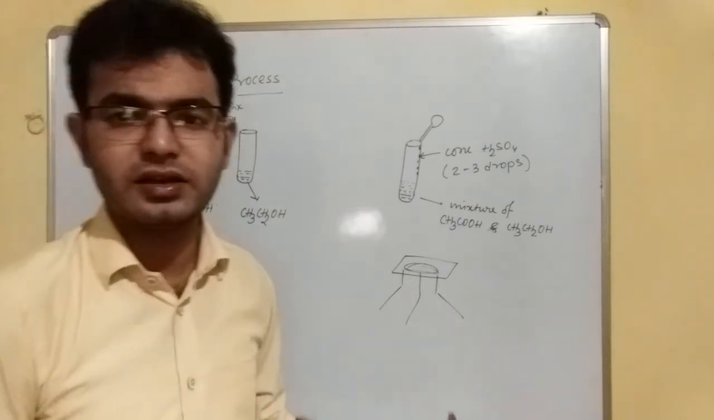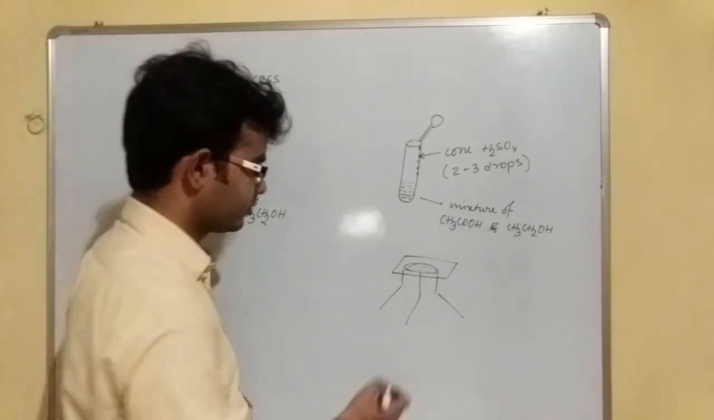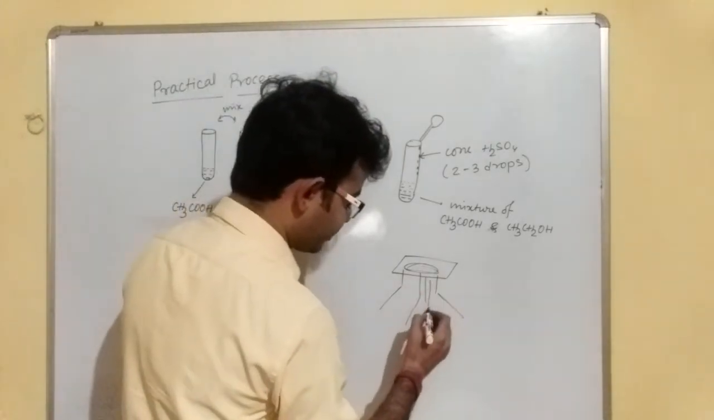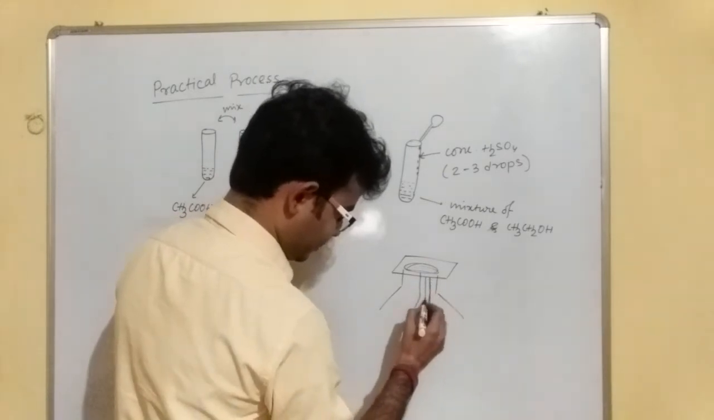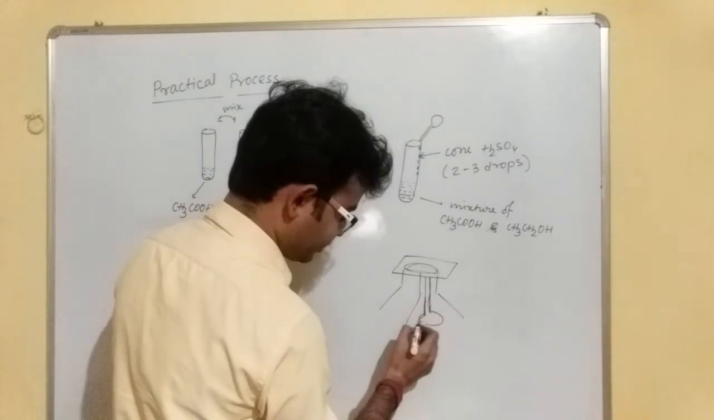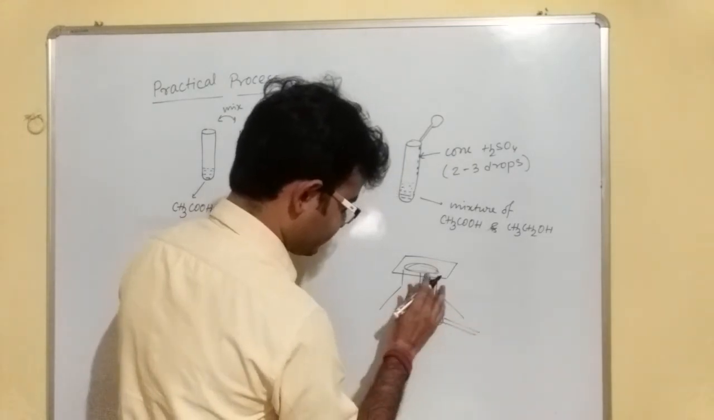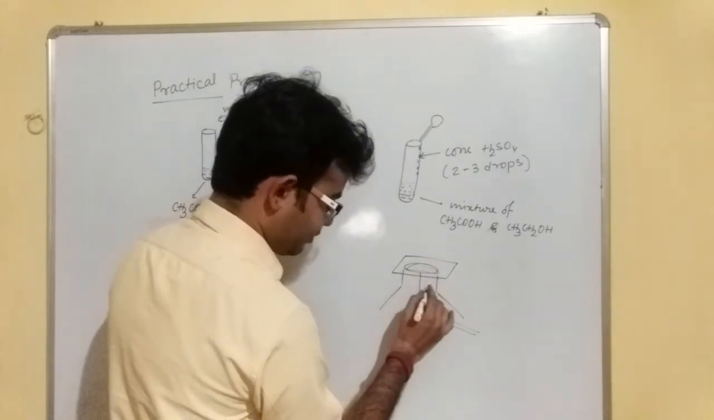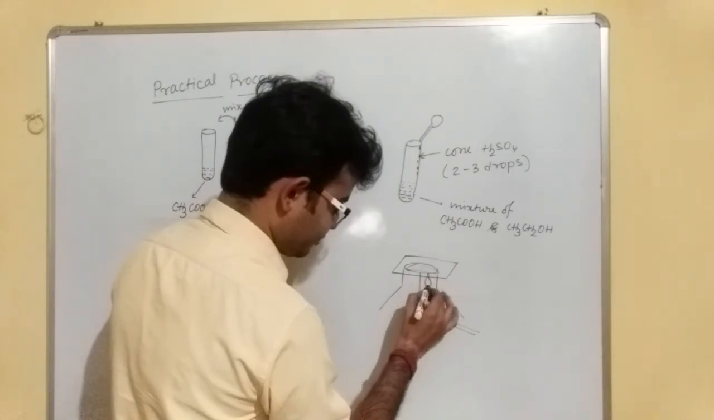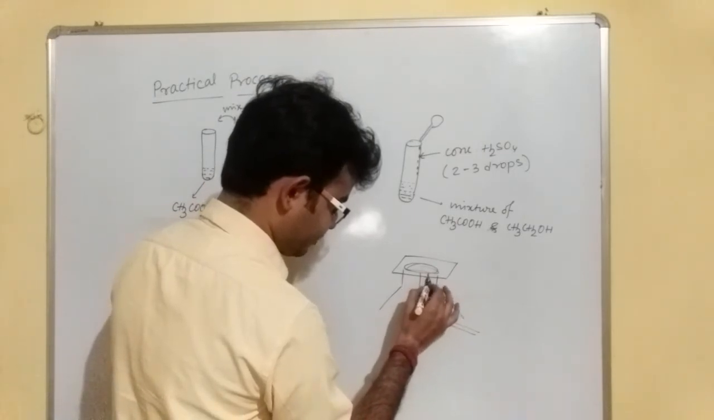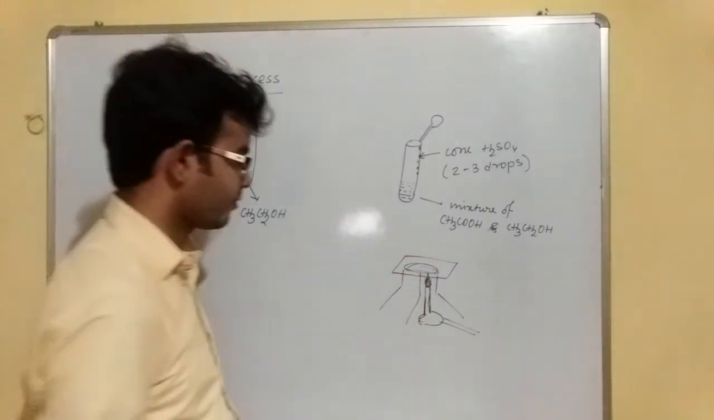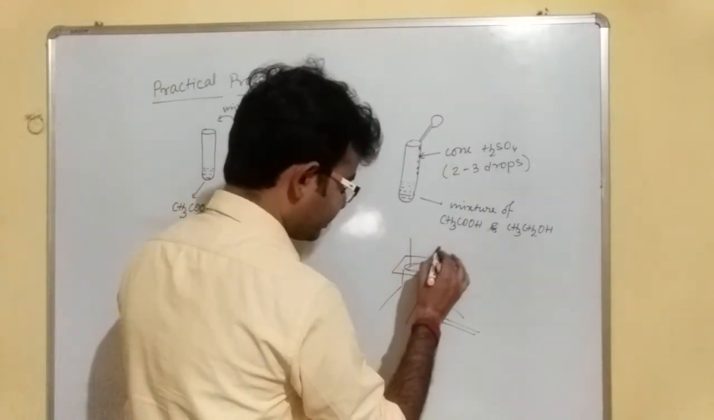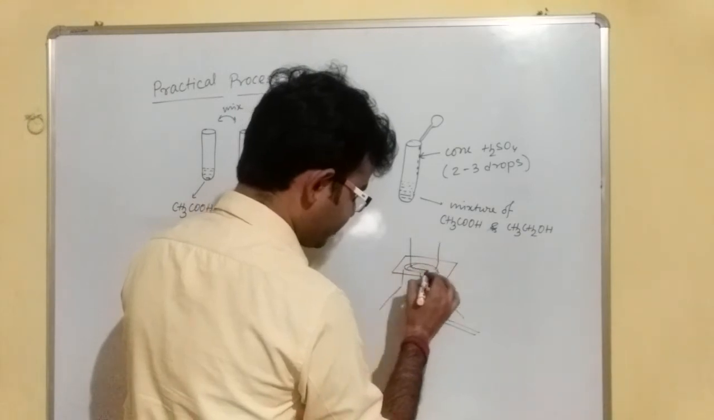ट्राइपॉड स्टैंड ले लिया, अब इसमें हीट करेंगे हम लोग। Here we are taking the burner. ड्राइंग बहुत खराब है, आप मैनेज कर लेना थोड़ा सा, ठीक है। Here this one, okay, here it is burner. Here we are taking a beaker.